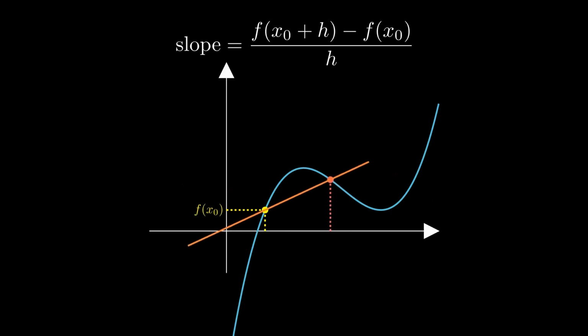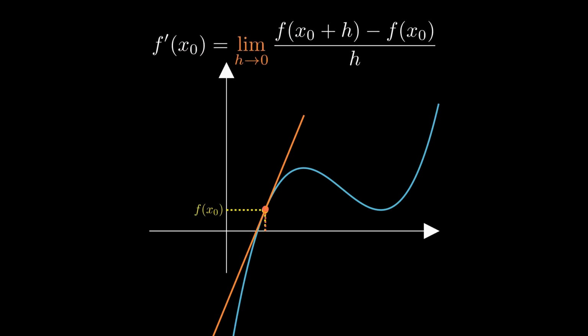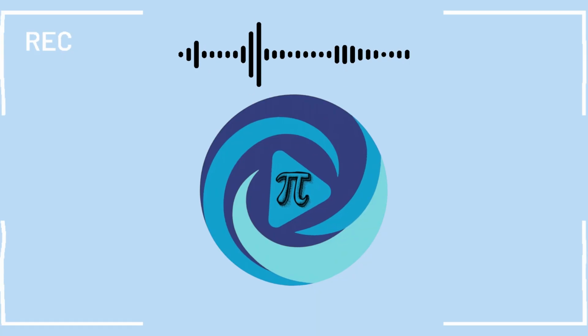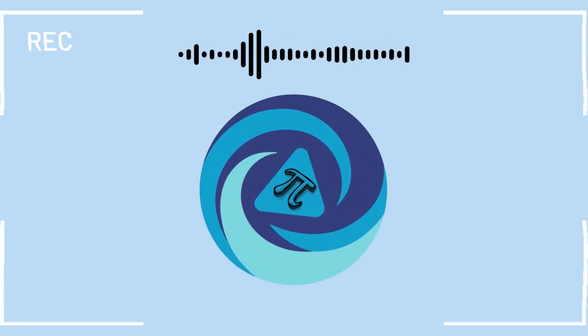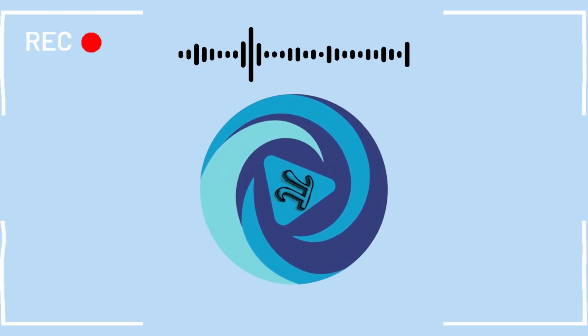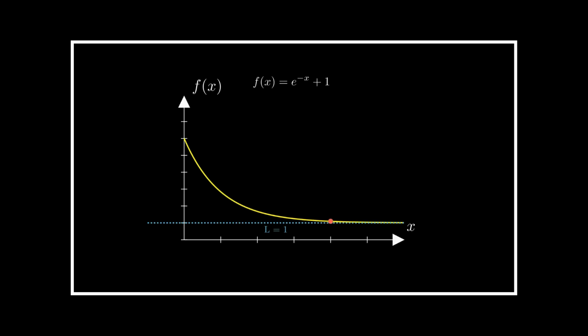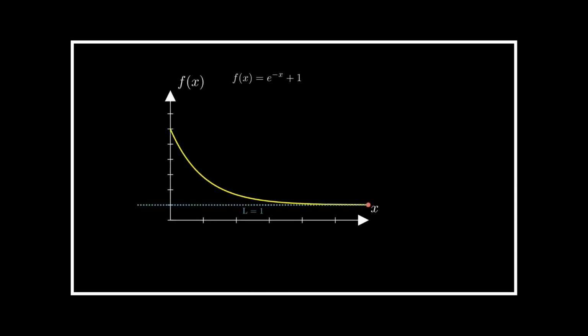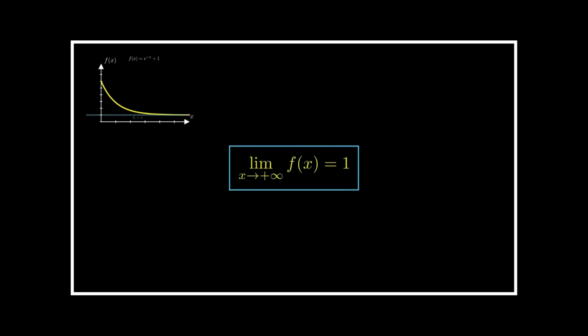Here's the clever idea. As h gets smaller and smaller, approaching 0, the secant line starts to behave like the tangent line. So we take the limit of that slope as h approaches 0. If that limit exists and it's a real number, then boom, we've found the slope of the function at x naught.